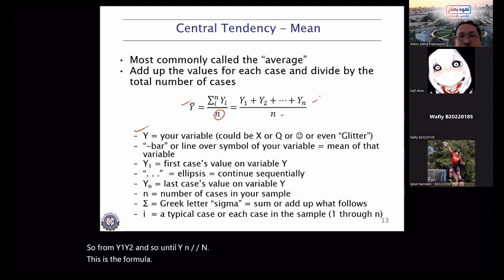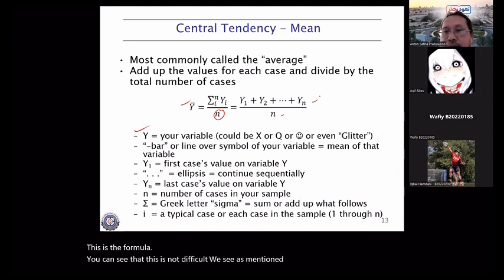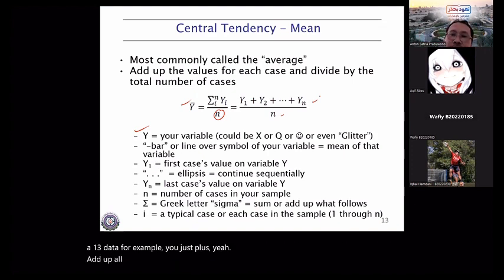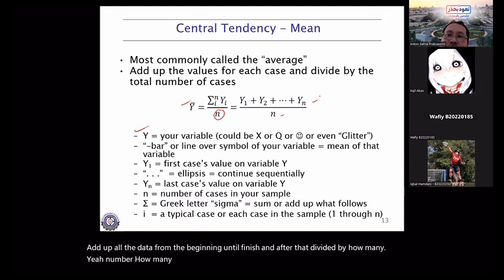So you can see this is not difficult, as mentioned in the previous slide. If you have 13 data points, for example, you just add up all the data from the beginning until the end, and after that divide by how many data points were given. If 13, then divide by 13. If 12, divide by 12. If 1,000, divide by 1,000.